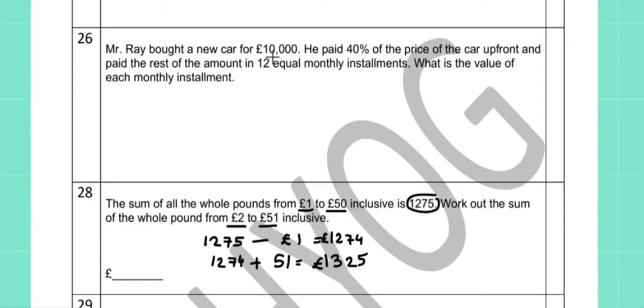In question number 26, Mr. Ray bought a new car for 10,000 pounds. He paid 40% upfront. So we will calculate 40% of 10,000 pounds.